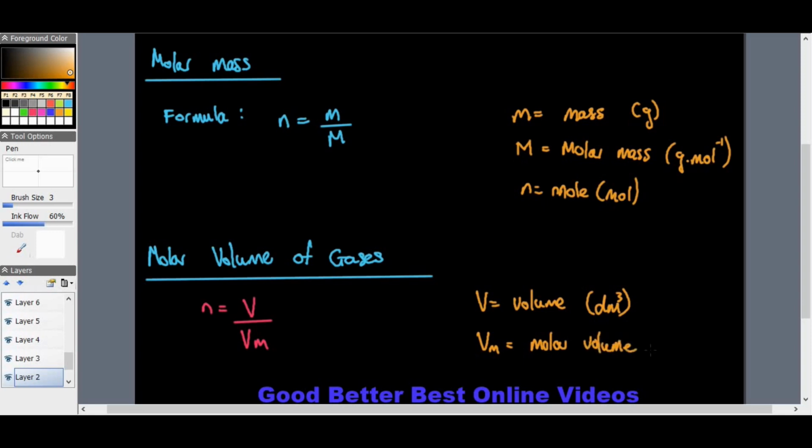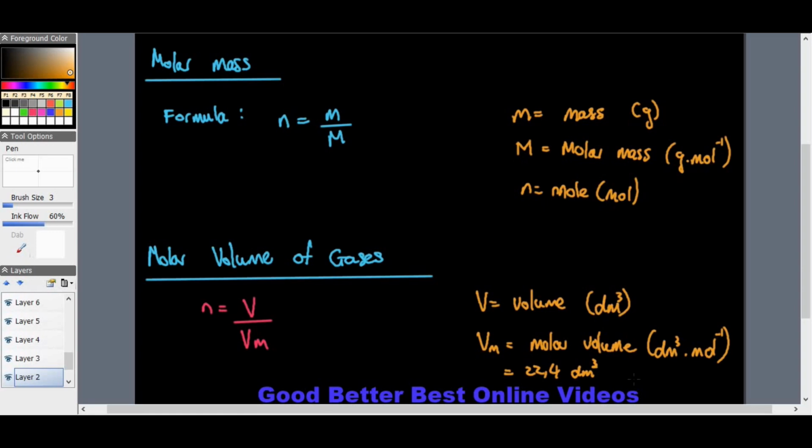Okay, now molar volume is obviously calculated in decimeters cubed per mole. It's dm³·mol⁻¹, right? That's molar volume. And of course, molar volume will be measured at STP, standard temperature and pressure, because 1 mole of gas occupies about 22,4 decimeters cubed. So usually this is also equal to about 22,4 decimeters cubed, unless otherwise stated in the question.